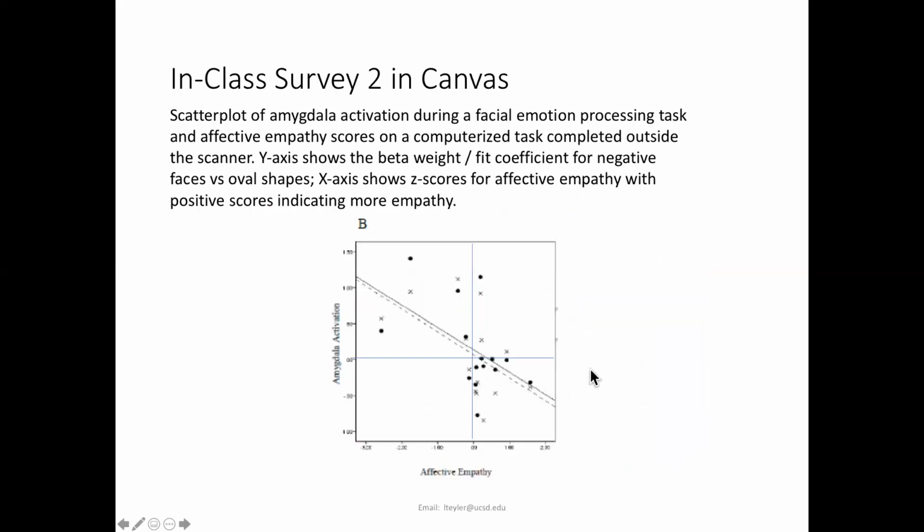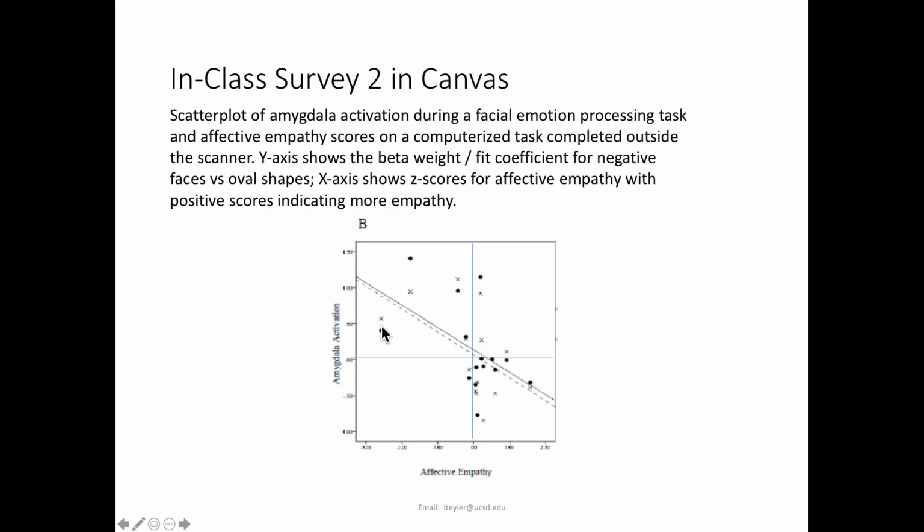Okay, so then this is the final thing, the last in-class survey. So this is a scatter plot from a study of mine of amygdala activation during a facial emotion processing task. It's right and left, or the difference between the X's and the dots. And the y-axis is the beta weight for the contrast of negative faces versus oval shapes.